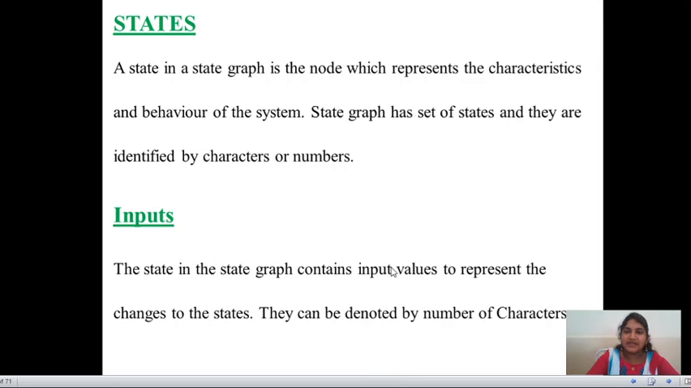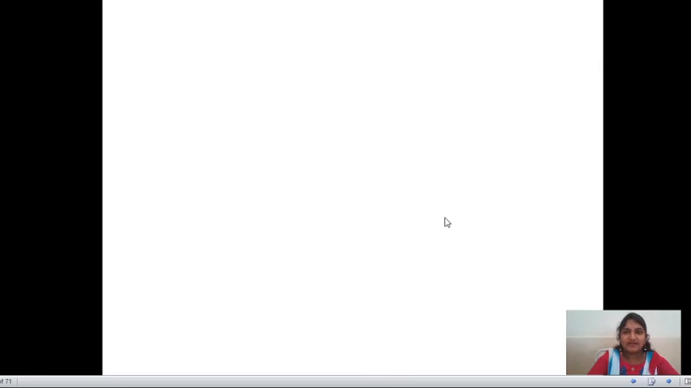If the process is in a new state, it is a new state. If the system is ready to function, it is in a ready state. So the state defines a characteristic which changes from time to time. So what are the inputs? Inputs are nothing but giving values to represent the changes to the state. Giving inputs is nothing but giving some variables or values to the particular state. They can be denoted by a number of characters.